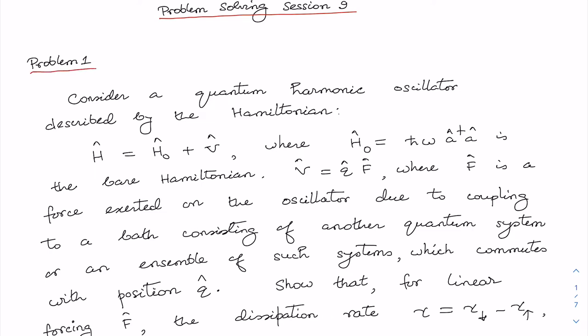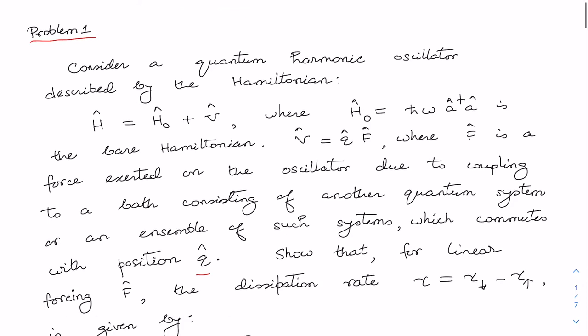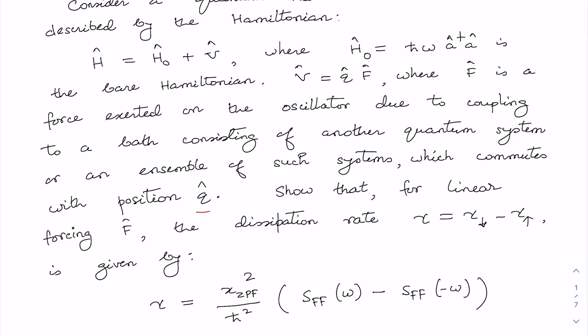consider a quantum harmonic oscillator described by the Hamiltonian H equal to H0 plus V, where H0 is ħω a†a, the bare Hamiltonian. I have not written the plus half here, because that's a constant, and V is equal to QF, where F is a force exerted on the oscillator due to coupling to a bath consisting of another quantum system or an ensemble of such systems, which commutes with the position Q cap, so that for the linear forcing F, the dissipation rate is given by this expression.